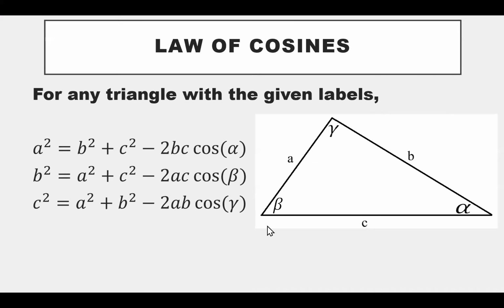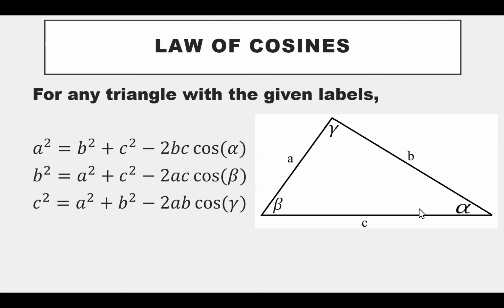Just as a reminder, the law of cosines says for any triangle with a given labeling convention, we have a squared is equal to b squared plus c squared minus 2bc times cosine of alpha. B squared is equal to a squared plus c squared minus 2ac times cosine of beta. And c squared is equal to a squared plus b squared minus 2ab times cosine of gamma.